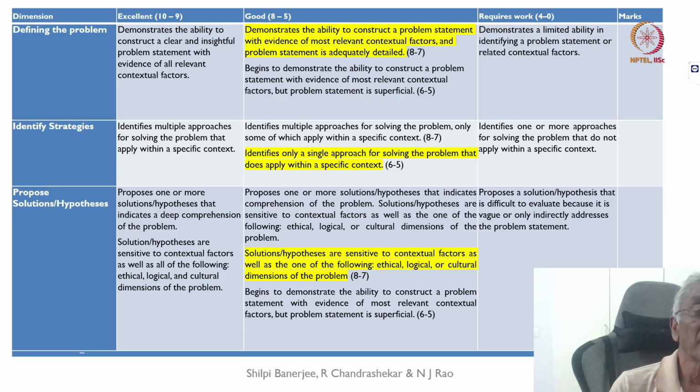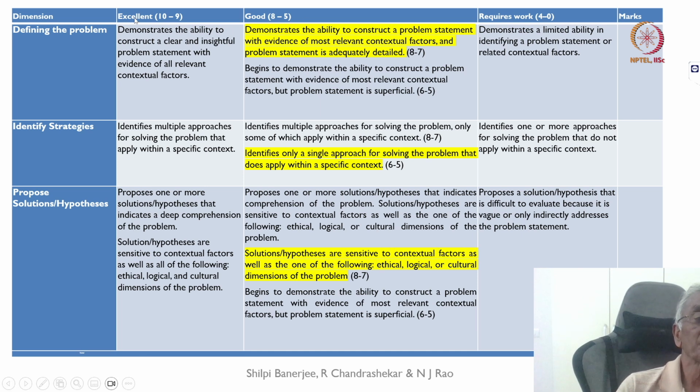If the problem has been defined satisfactorily, then we consider it excellent, and we give 10 to 9. In the last column for the marks, we will give either 10 or 9. Or if it is not excellent but reasonably good, then I give between 8 and 5. I put those marks here, combine all of this and take the average over 6 dimensions.